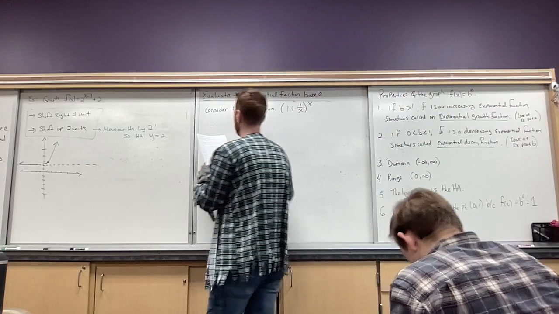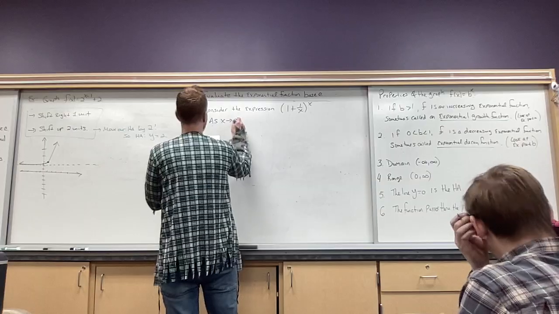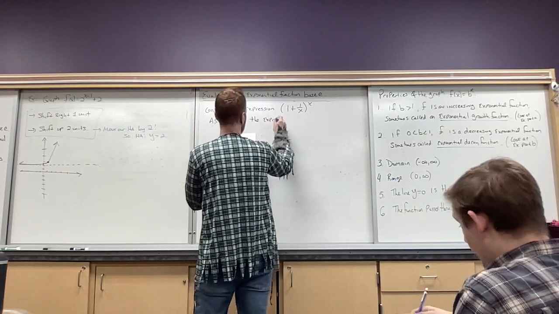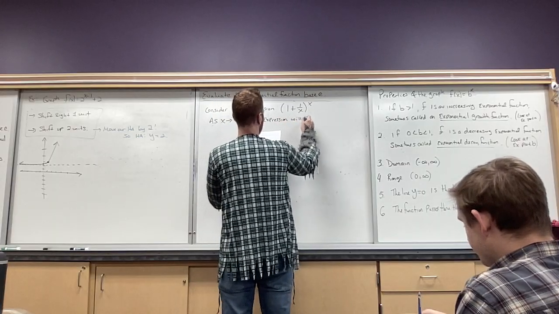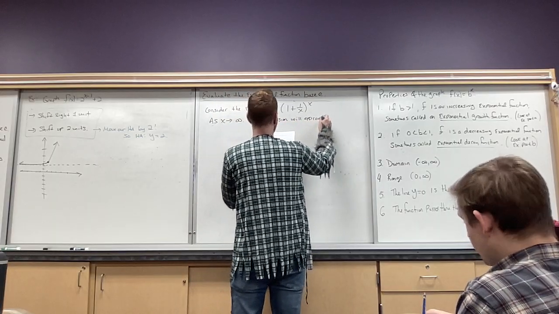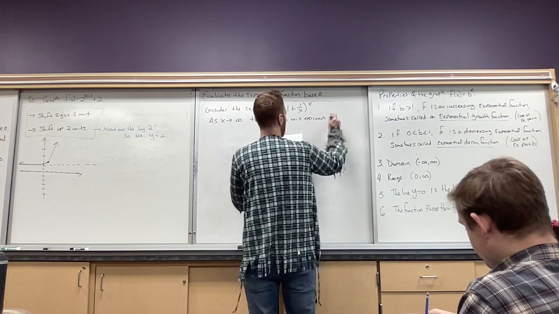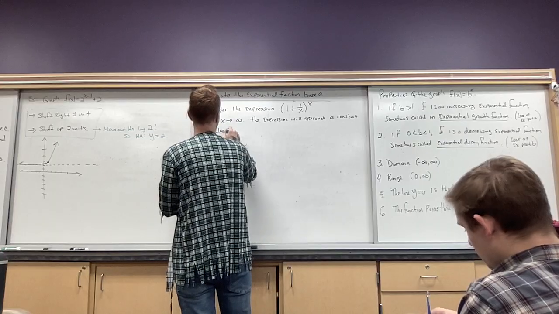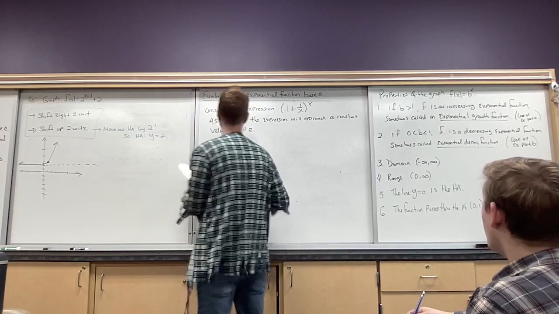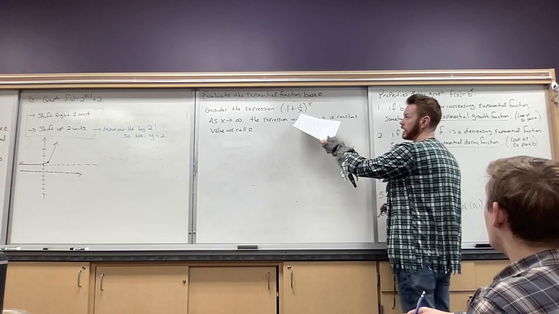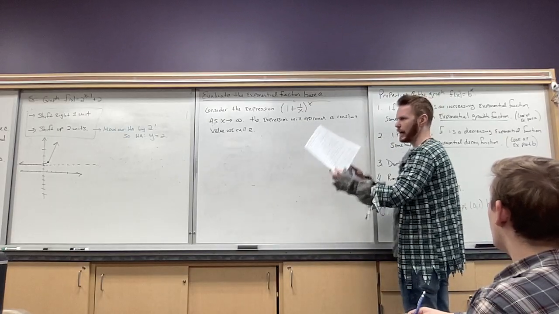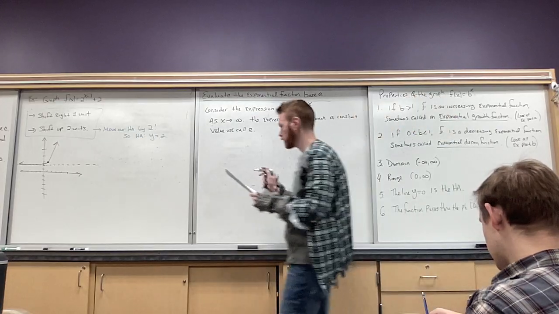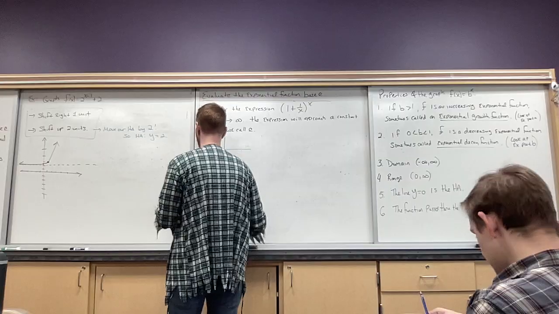So here's what I'm going to propose. As x goes to infinity, the expression will approach a constant value we call E. So, in other words, if I keep plugging numbers in for x, like 10, 100, 1,000, 1,000,000, it's going to approach a number that we call E. And here's what it looks like. So I'm going to put an XY table down here so you can see it.